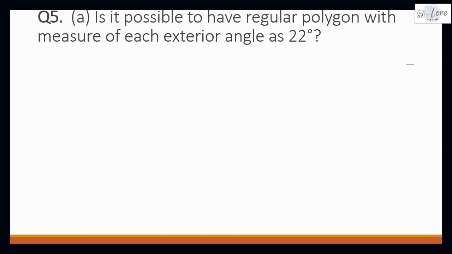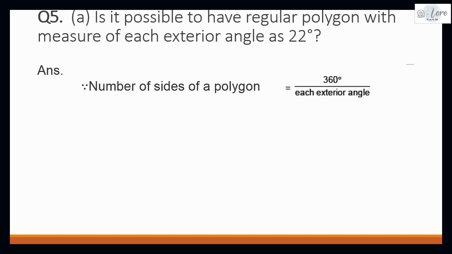Now come to question number 5. Is it possible to have a regular polygon in which the measure of each exterior angle is 22 degrees? So we have to mention that each exterior angle should come as 22 degrees. Now take an example: the number of sides of a polygon. What is the number of sides of the polygon? How to find out? The formula we know is 360 divided by each exterior angle. By using this formula only, we solved the previous problem.